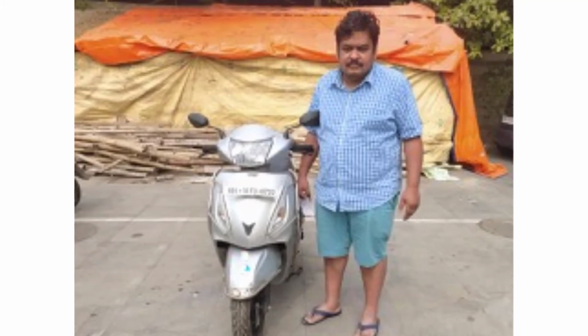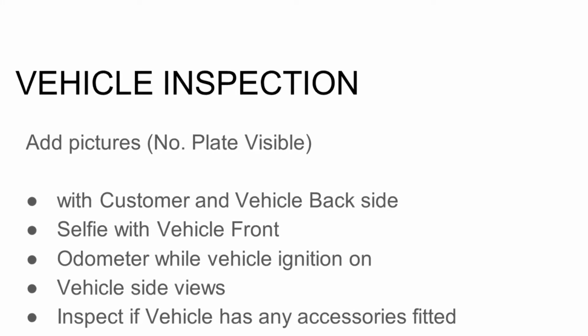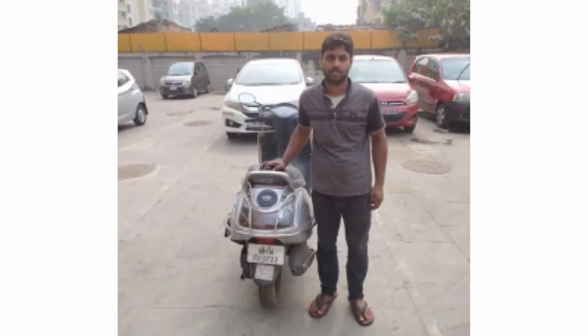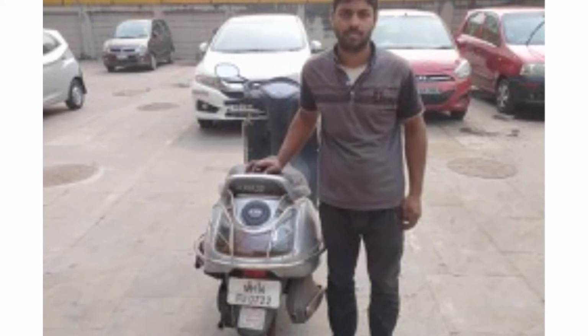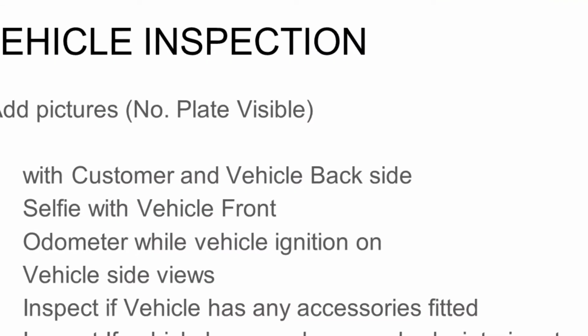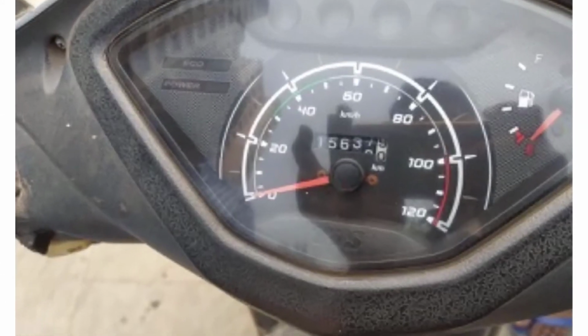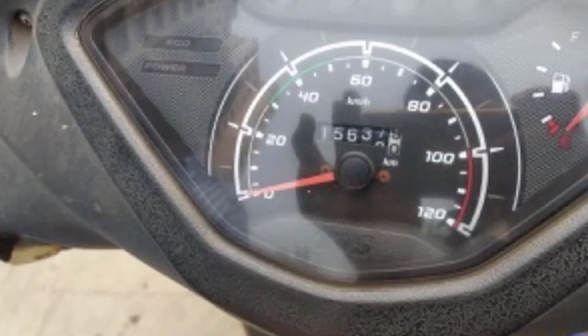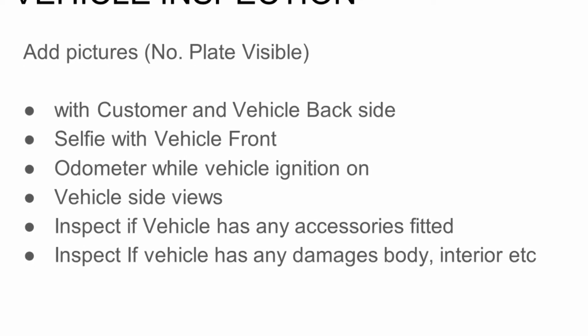Okay, and then another picture needs to be taken where the technician is standing at the back side of the car. Make sure that the number plate is visible, right? Then there is one picture with the engine on, of the speedometer of the car. That picture also we need to take. Make sure it is in ignition on mode, right?